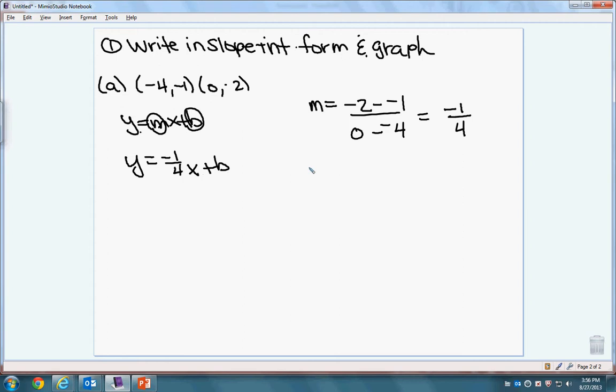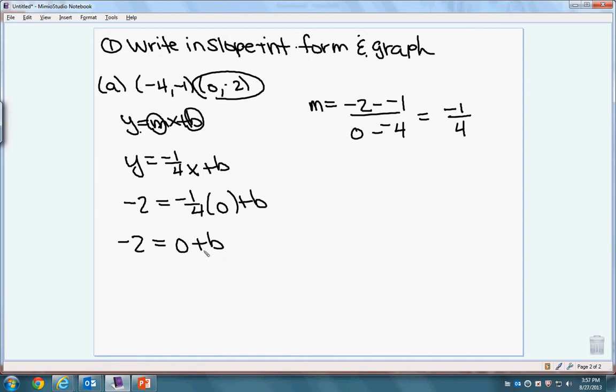Whenever you're missing b, usually what you do is you pick one of these ordered pairs. These are both x comma y's. So if you pick one of these, pick the easier one. I usually pick the one with a 0 in it if that happens. So you plug it in for x and y, and you'll be left with b. So in this particular example, we're going to say -2 equals -1/4 times x, here x is 0, plus b, and solve for b. So -2 equals -1/4 times 0 is 0, plus b. 0 plus b is just b, so b is -2.